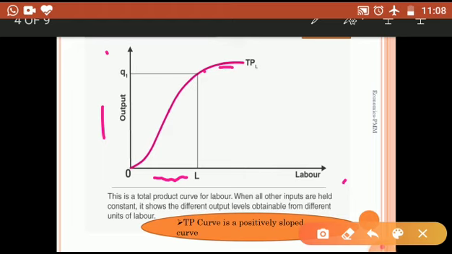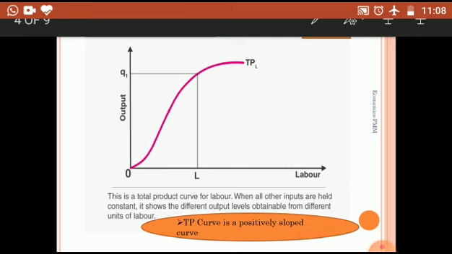So you know the reasons why the TP, AP and MP curves change in the law of variable proportions. Thus, the total product curve for labor, when all other inputs are held constant, shows the different output levels obtained from different units of labor. So here the TP curve is a positively sloped curve. You can say that it is a positive or increasing curve.